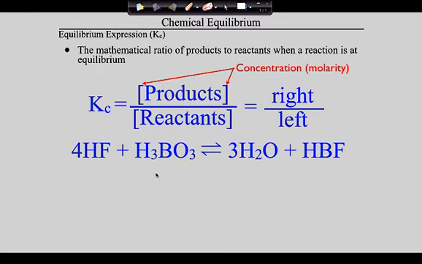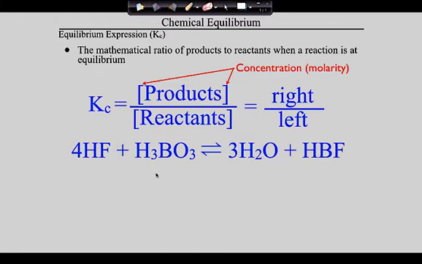So guys, what we're going to do is write the Kc expression for this. So once you've got this written down, we're going to turn it into a Kc expression. That 70 divided by 30 product by reactant ratio, we're going to write that for this reaction. So guys, what's going to go on top? This stuff or the water and the HBF? The water and the HBF, because that's what's on the right.